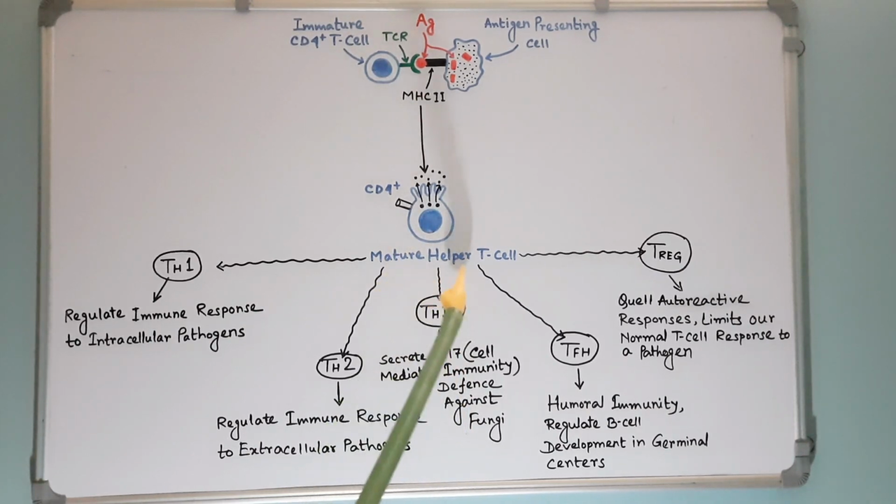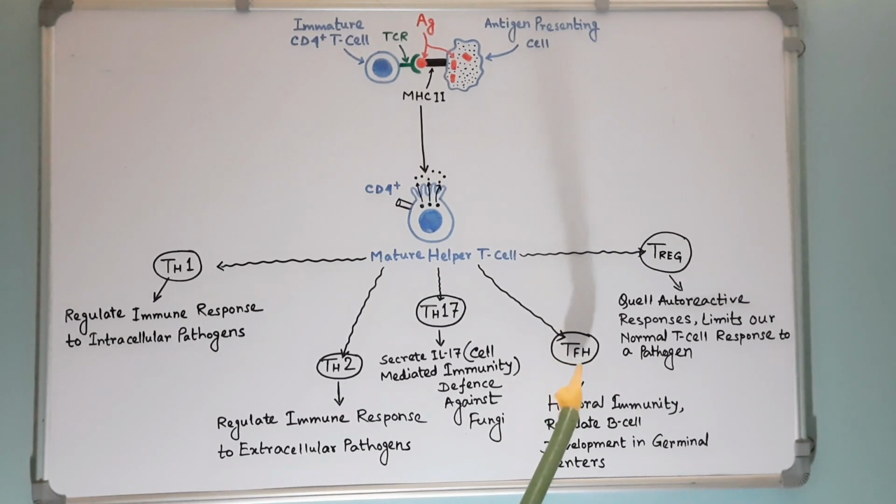When they differentiate into T follicular helper cells or TFH, then TFH cells play an important role in humoral immunity and regulate B cell development in germinal centers.